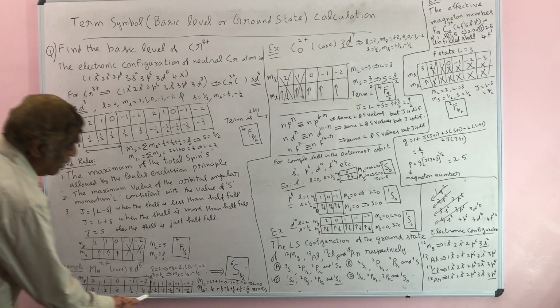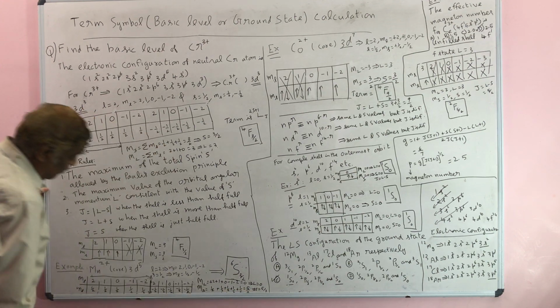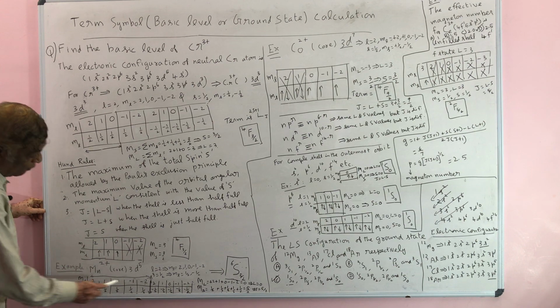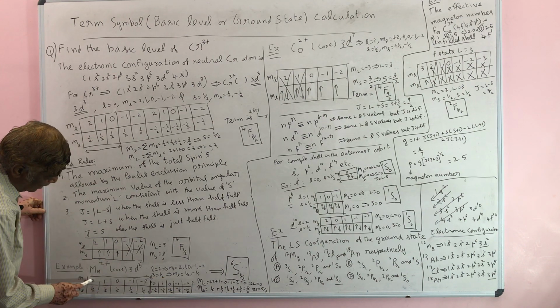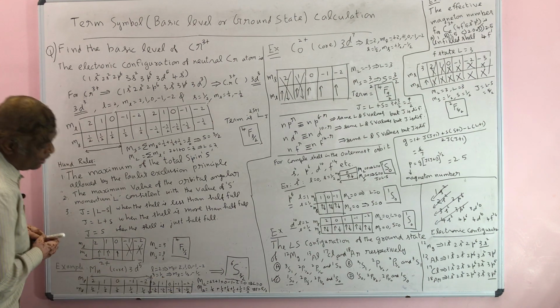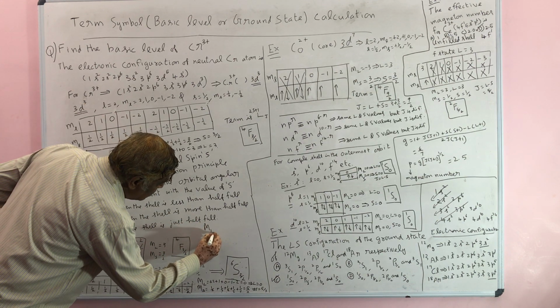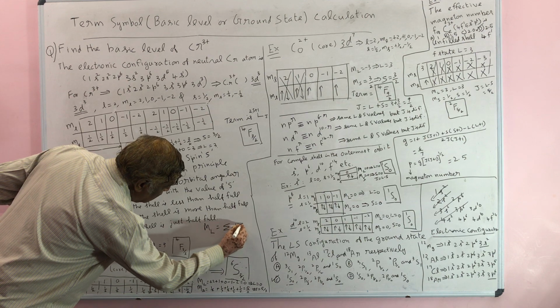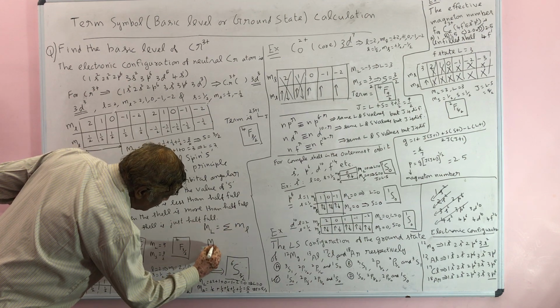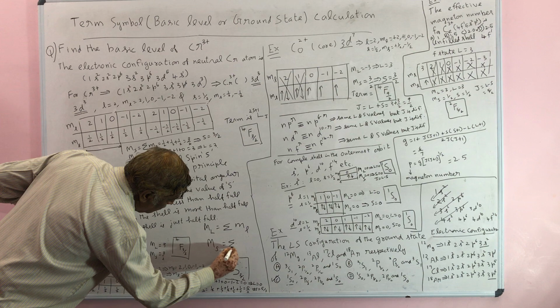MS is equal to 5 by 2. What is ML? ML is the sum over all the ML values, and MS is the sum over MS.